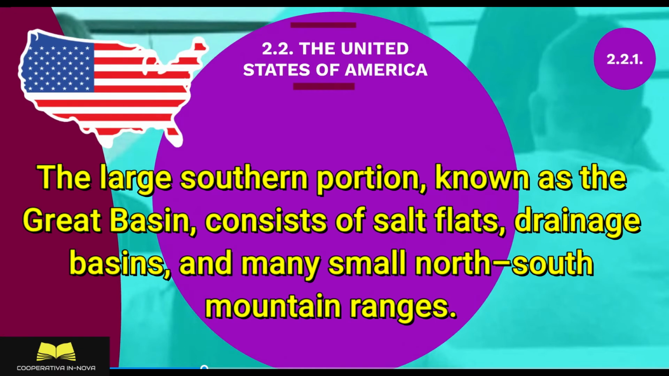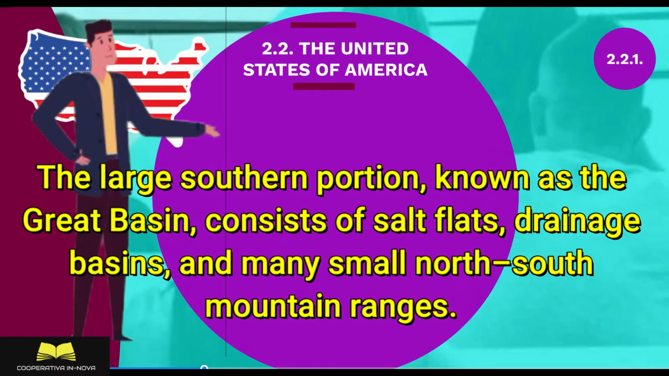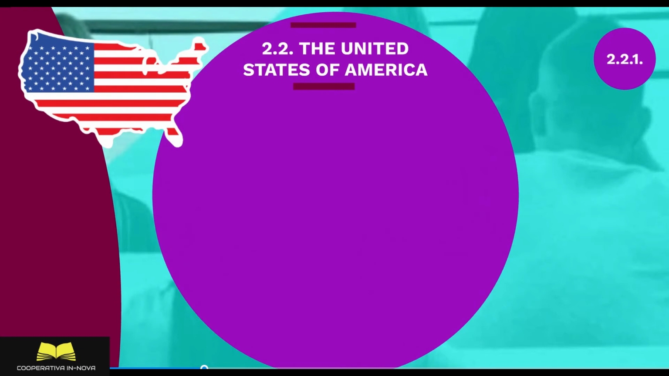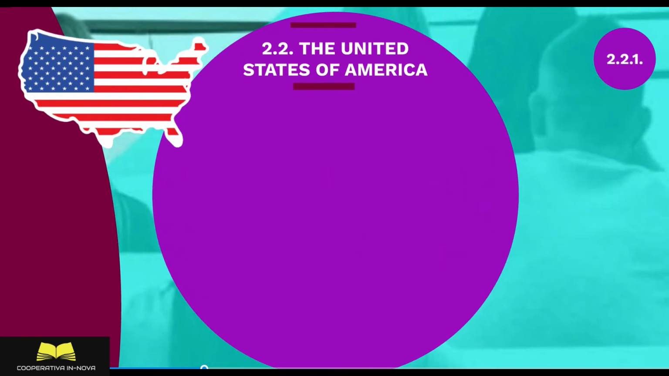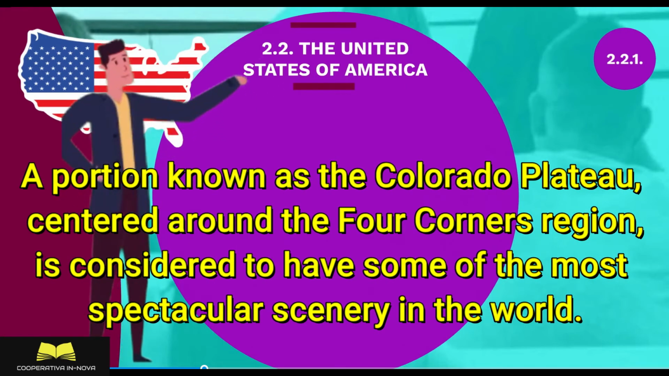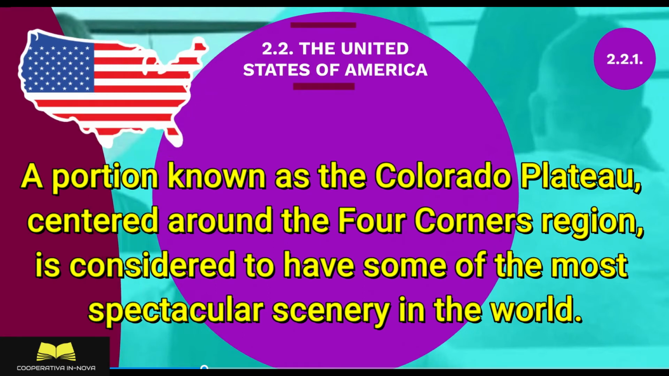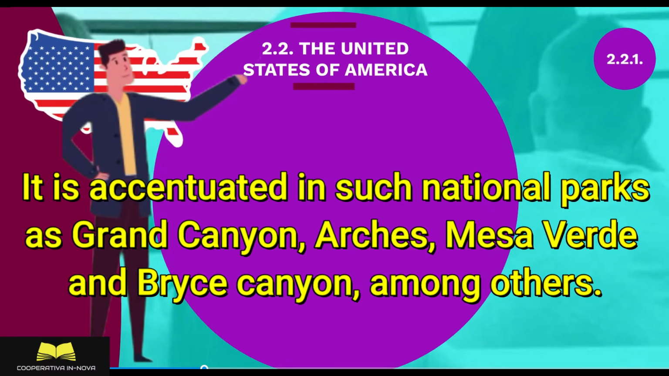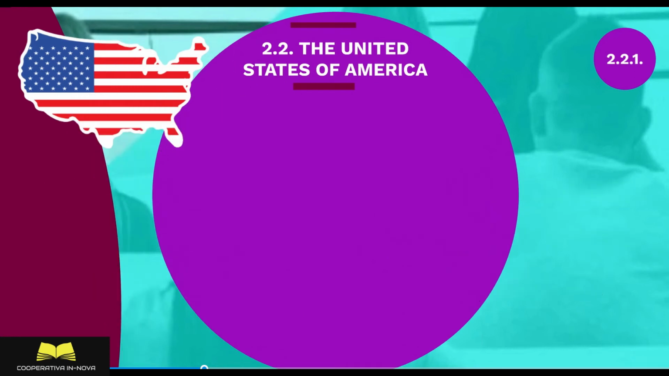The large southern portion, known as the Great Basin, consists of salt flats, drainage basins, and many small north-south mountain ranges. The Southwest is predominantly a low-lying desert region. A portion known as the Colorado Plateau, centered around the Four Corners region, is considered to have some of the most spectacular scenery in the world. It is accentuated in such national parks as Grand Canyon, Arches, Mesa Verde and Bryce Canyon, among others.